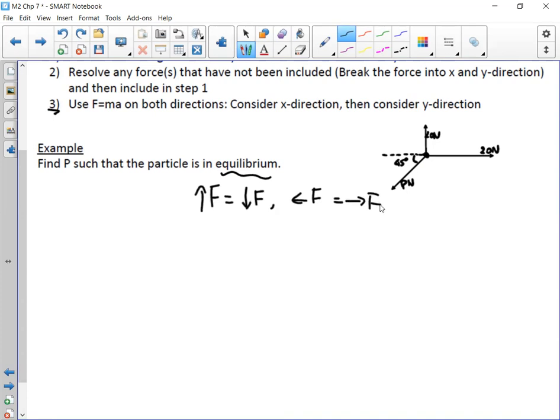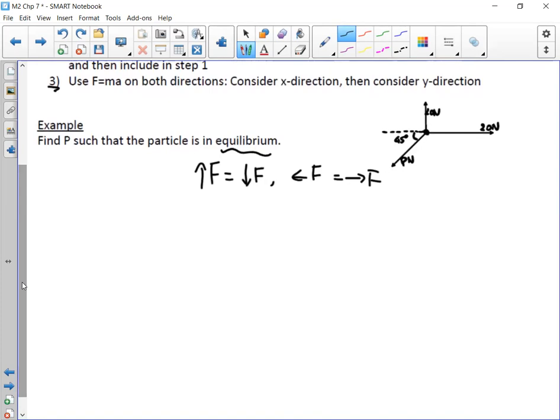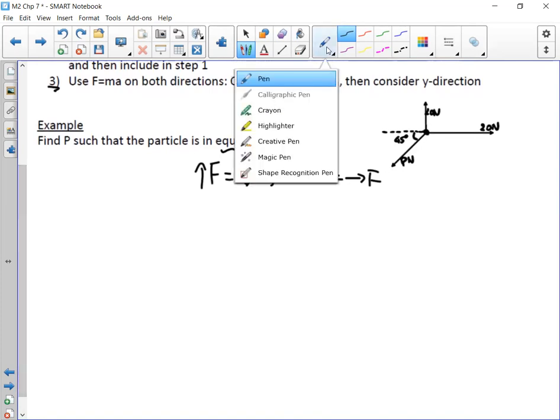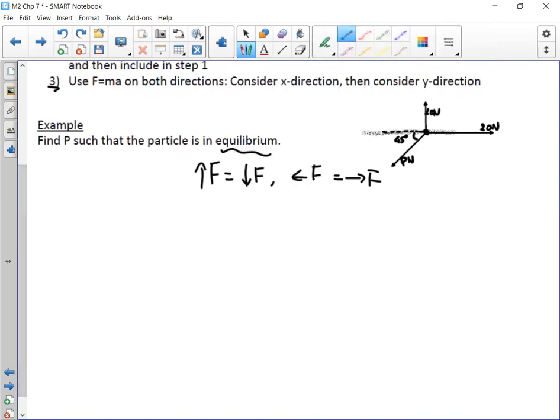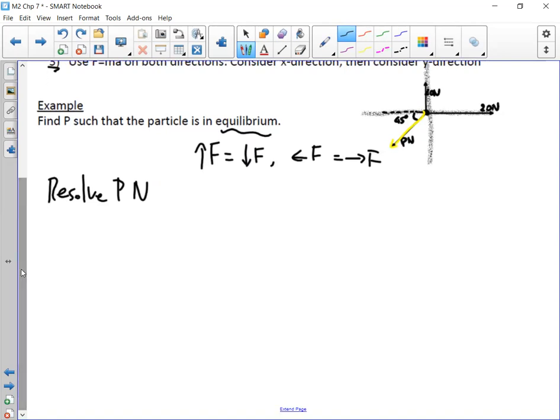All right, so let's follow the 3 steps here. First step, we're going to resolve any forces that are not on the axis. If you use a pencil as your axis, you realize the P Newton is not on the axis. So in step 1, we have to resolve the P Newton. If you are familiar with resolving, you probably don't have to draw a new axis. I'll just go through it again. To resolve the forces, I'll draw a new pair of axes.